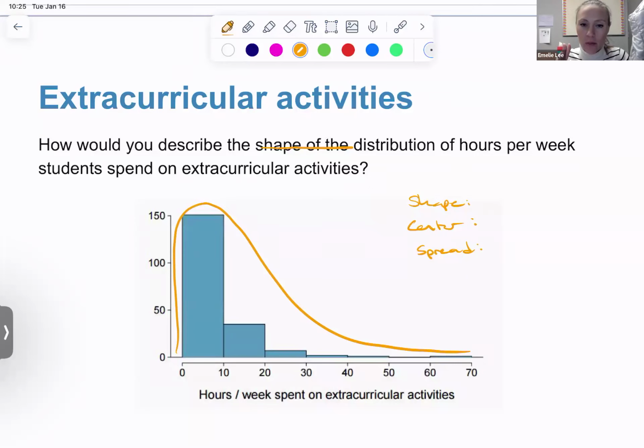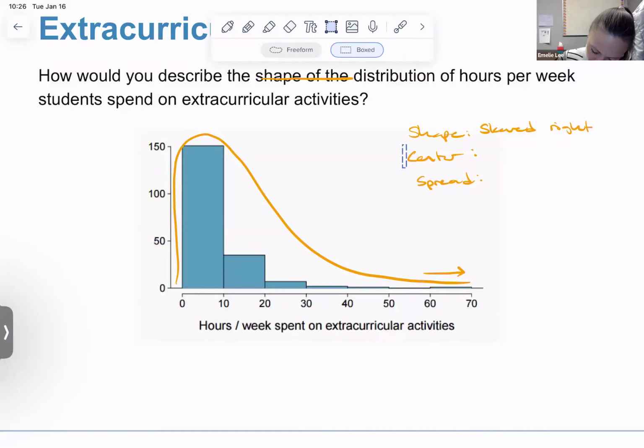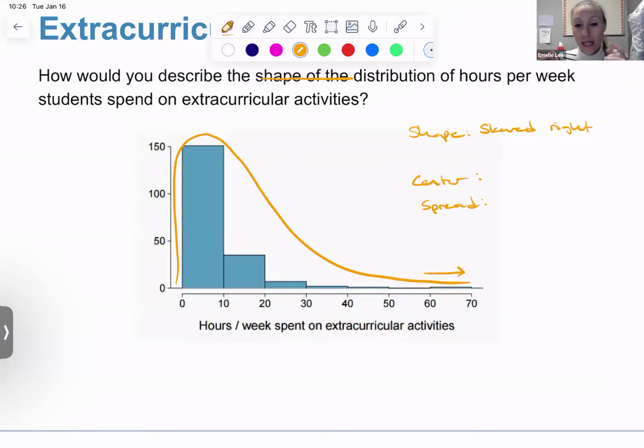In terms of the shape, I'm going to say it's skewed to the right, or a positive skew, because it's skewed in the direction of the tail. Skewed right. And I guess I could add that it's unimodal. When I say it's skewed right, it implies that it's unimodal because we only talk about skew when it's unimodal, but let's just add it here, unimodal. Why not?